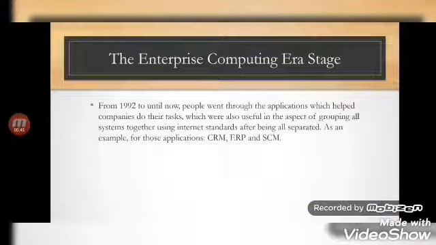Moving on to the most relevant stages to our generation, we have the fourth stage, which is the enterprise computer era stage, from 1992 to present. In this era, people went through the applications which helped companies do their tasks, which were also useful in the aspect of grouping all systems together using internet standards after being all separated. As an example for those applications, we have CRM, ERP, and SCM.